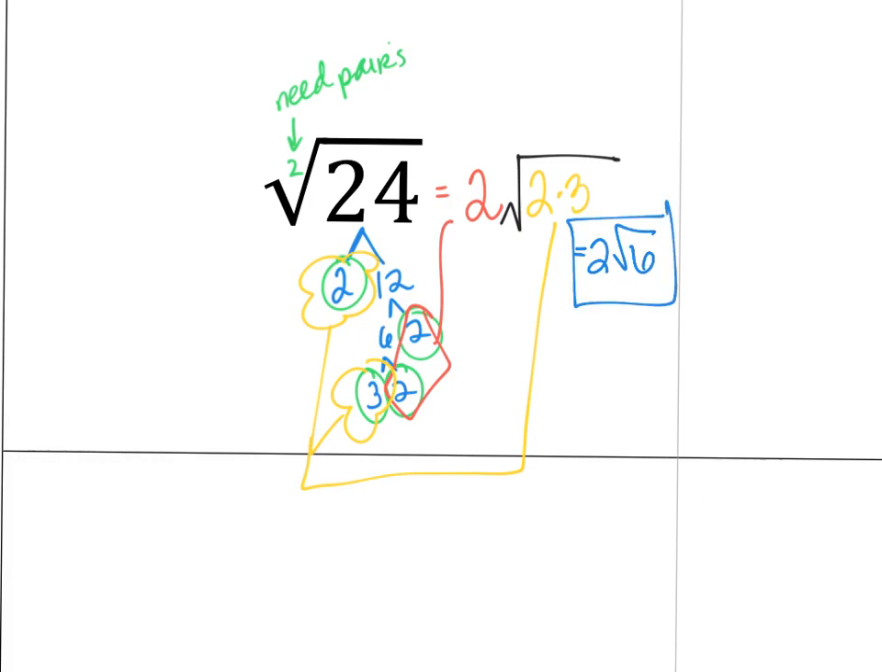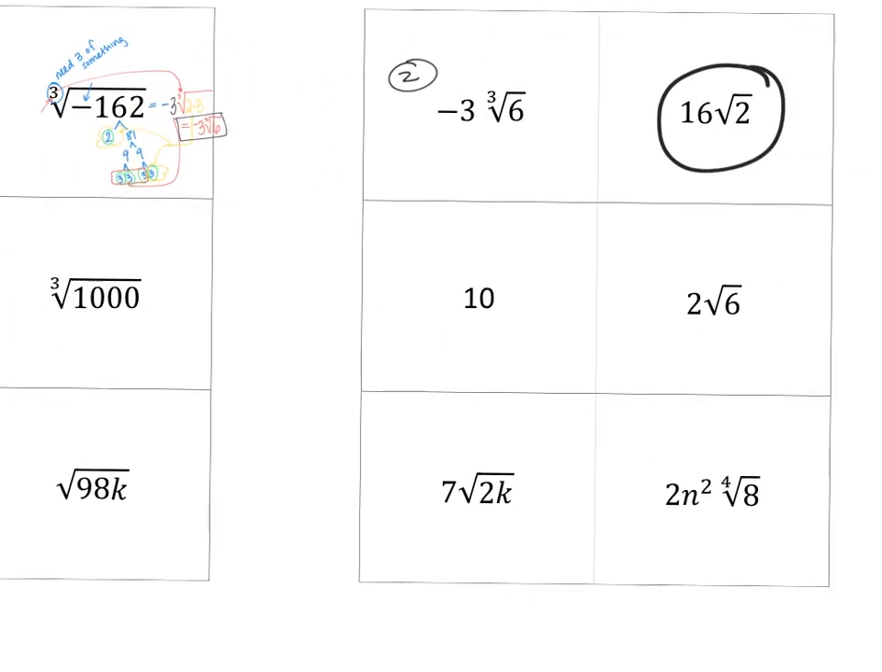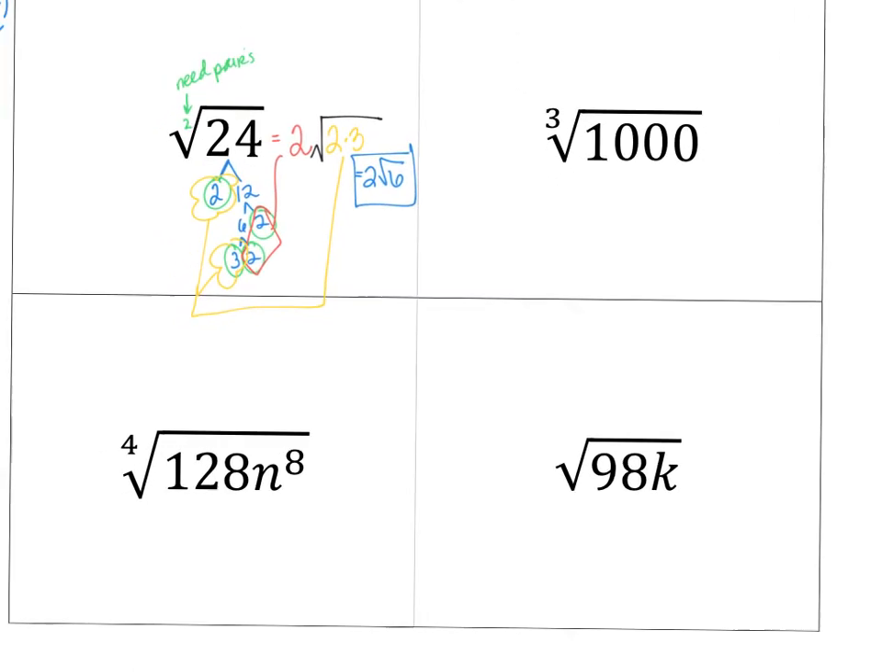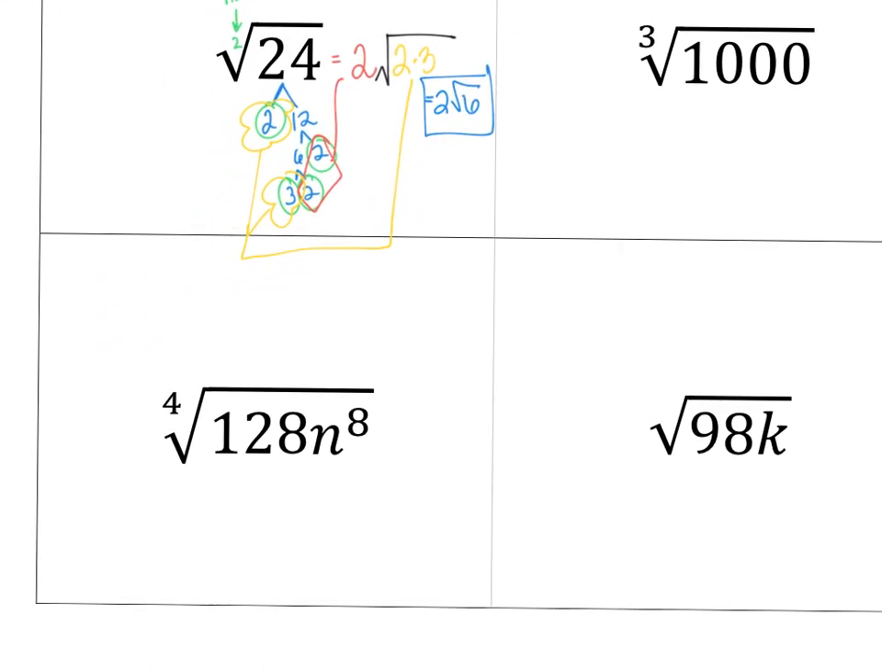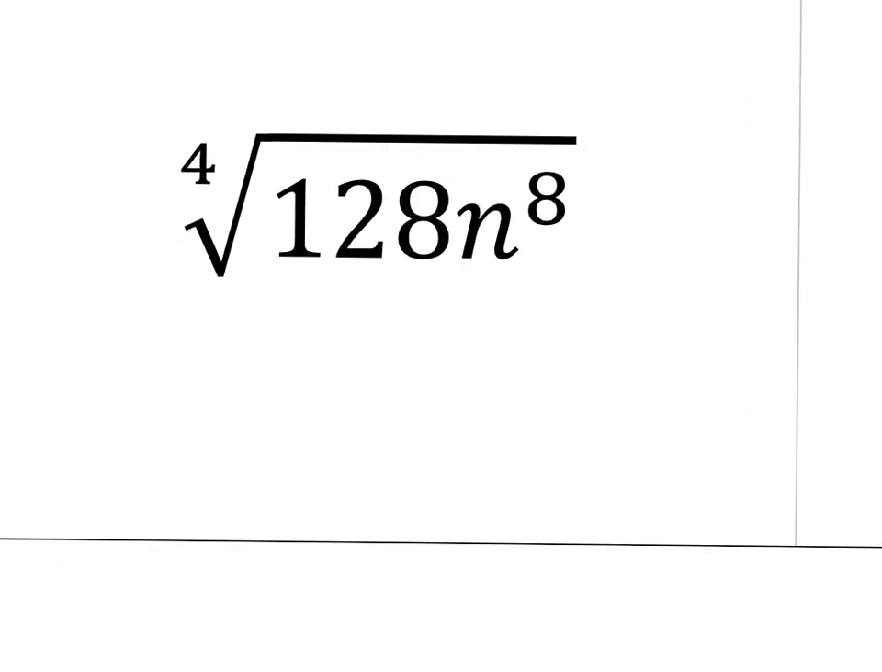Again, let's check our answer. Scrolling out over here, we have 2 square root of 6. All right, let's skip around a little bit more. Let's see, we have some variables going on in here. We have the 4th root, so if we have to do a 4th root, that means we're going to need 4 of something, so little quadruplets, I guess, in order to get them out.